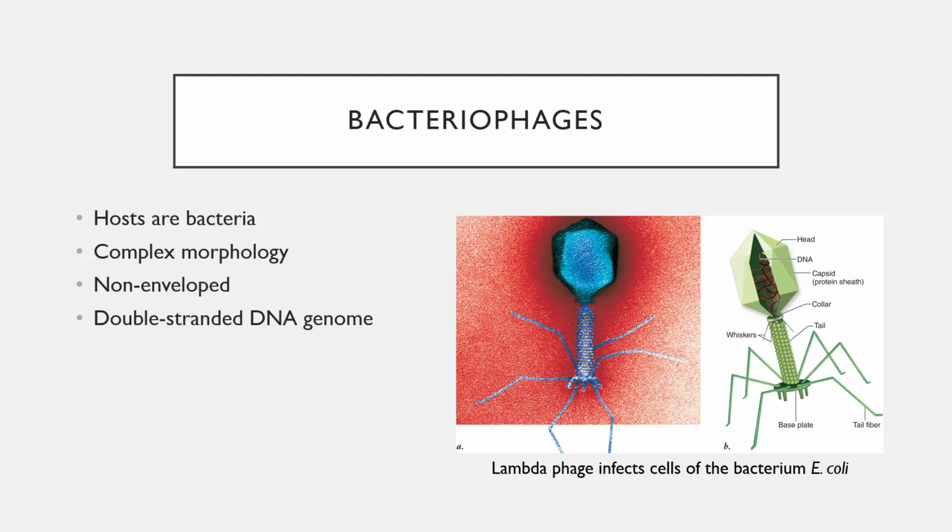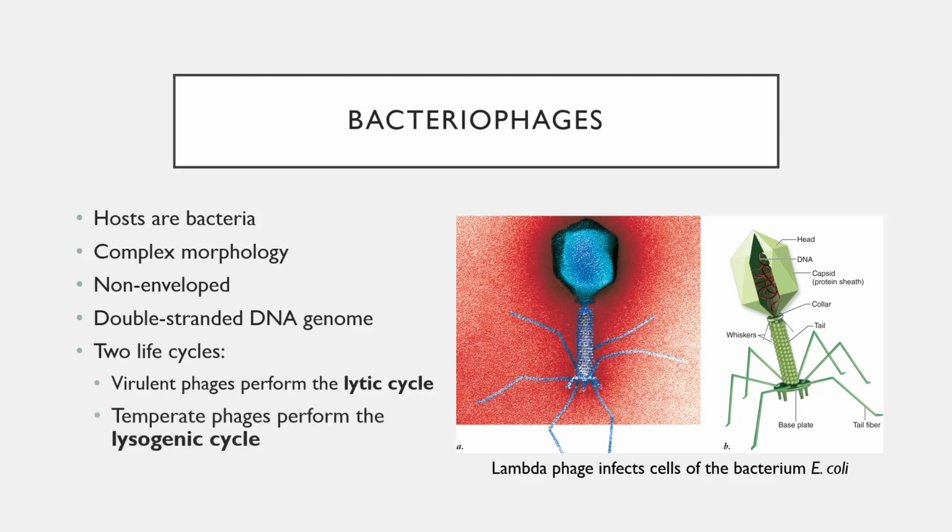Bacteriophages, depending upon the variants, can exhibit two different life cycles. Virulent phages are bacteriophages that perform something called the lytic cycle, and temperate phages perform something called the lysogenic cycle. Both of these cycles result in the production of new bacteriophages, but one of them is more immediately violent for the host cell than the other, and that is the one performed by virulent phages. Temperate phages are much more sneaky and less immediately violent, as we will see as we go over these two different cycles in just a moment.